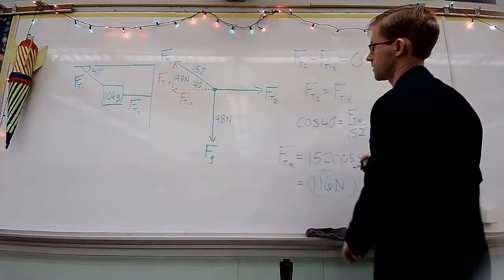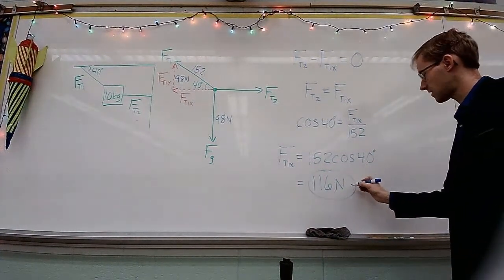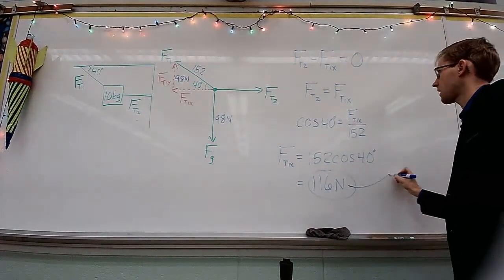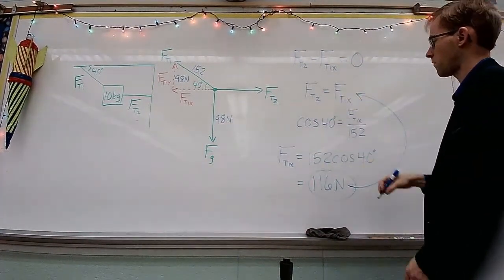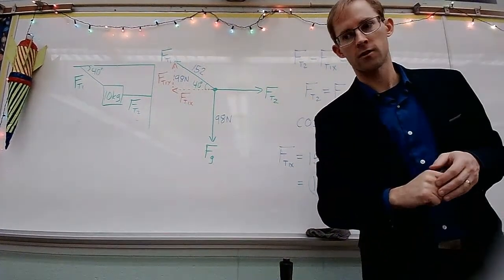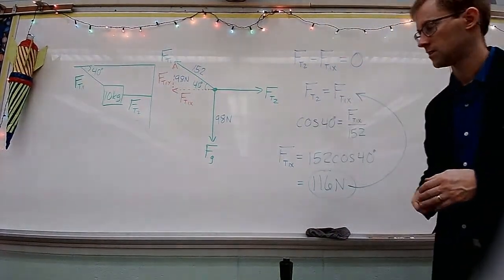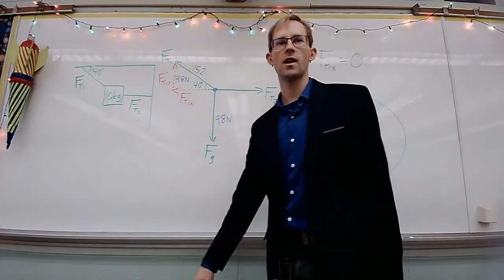So, finally, the end of the story. 116 newtons is equal to tension 1 in the x direction, which is equal to tension 2 because of our force equation there. And that is all she wrote. Take one last look. And I'll see you guys later.